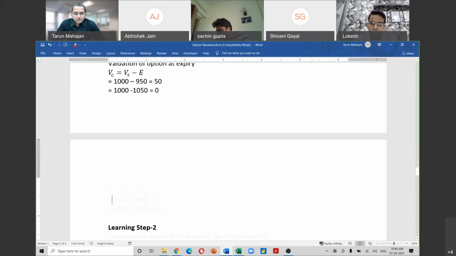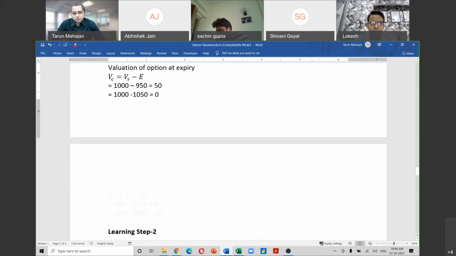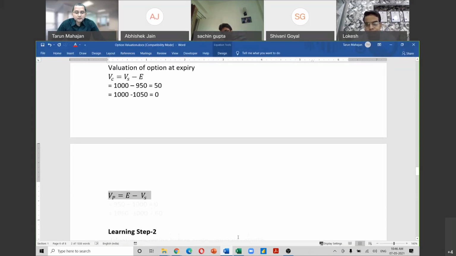ओके, the same thing goes with put option also. In case of call option, what did you do? You did VS minus E. But in case of put option ना, वो तो भाव गिरने पे एक्सरसाइज होता है, VS जितना गिरेगा उतना फायदा आएगा. So in case of put option, it is E minus VS. Flip. This is call option. If this is call option, this is put option. Call and put.